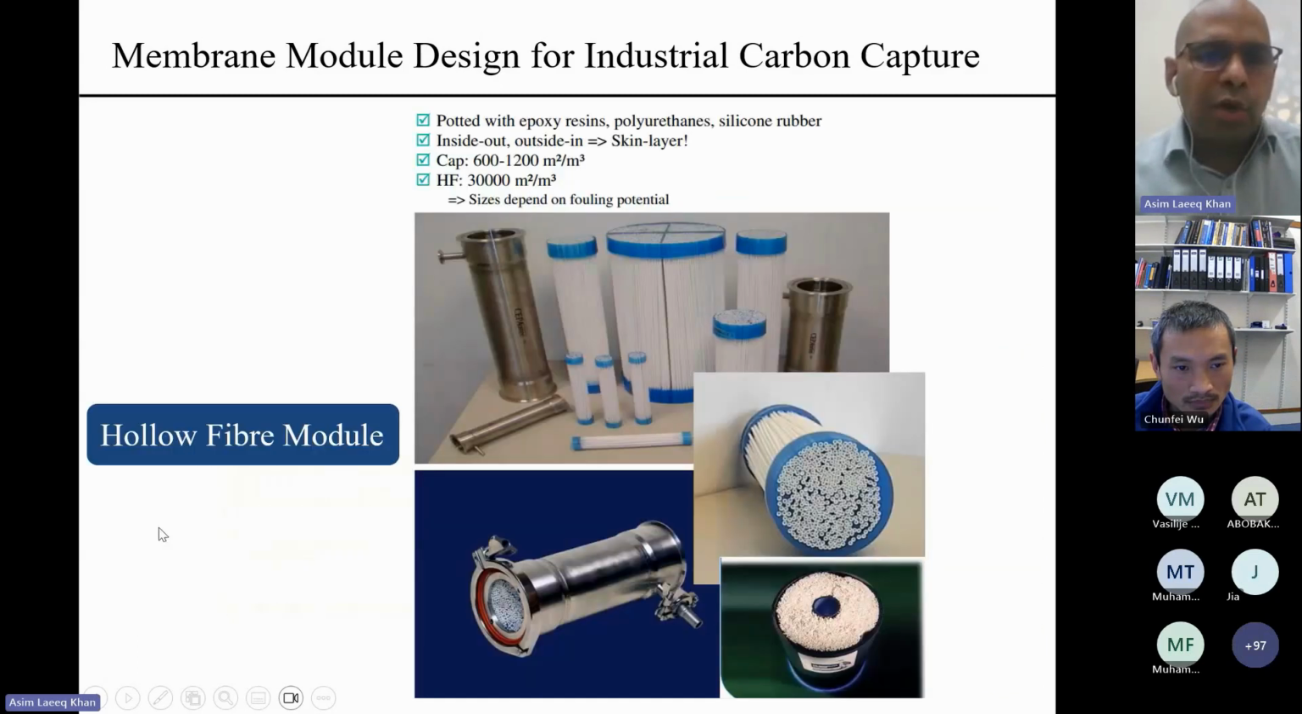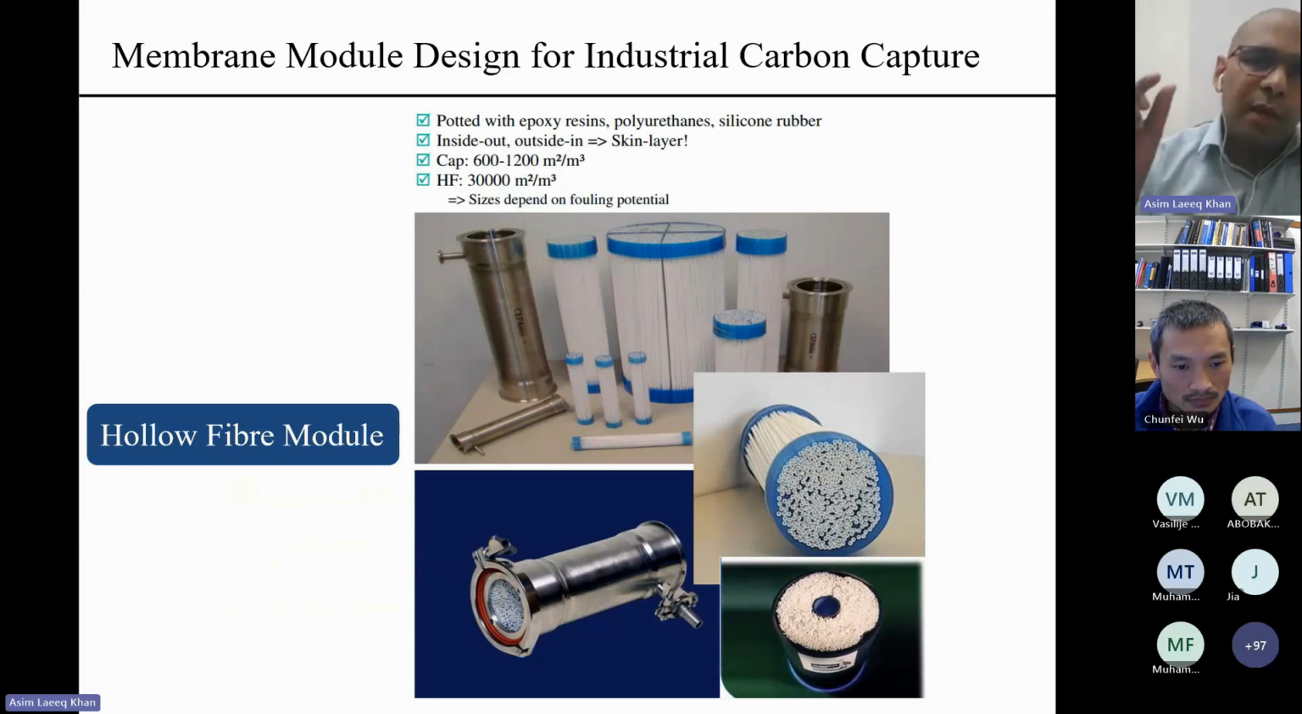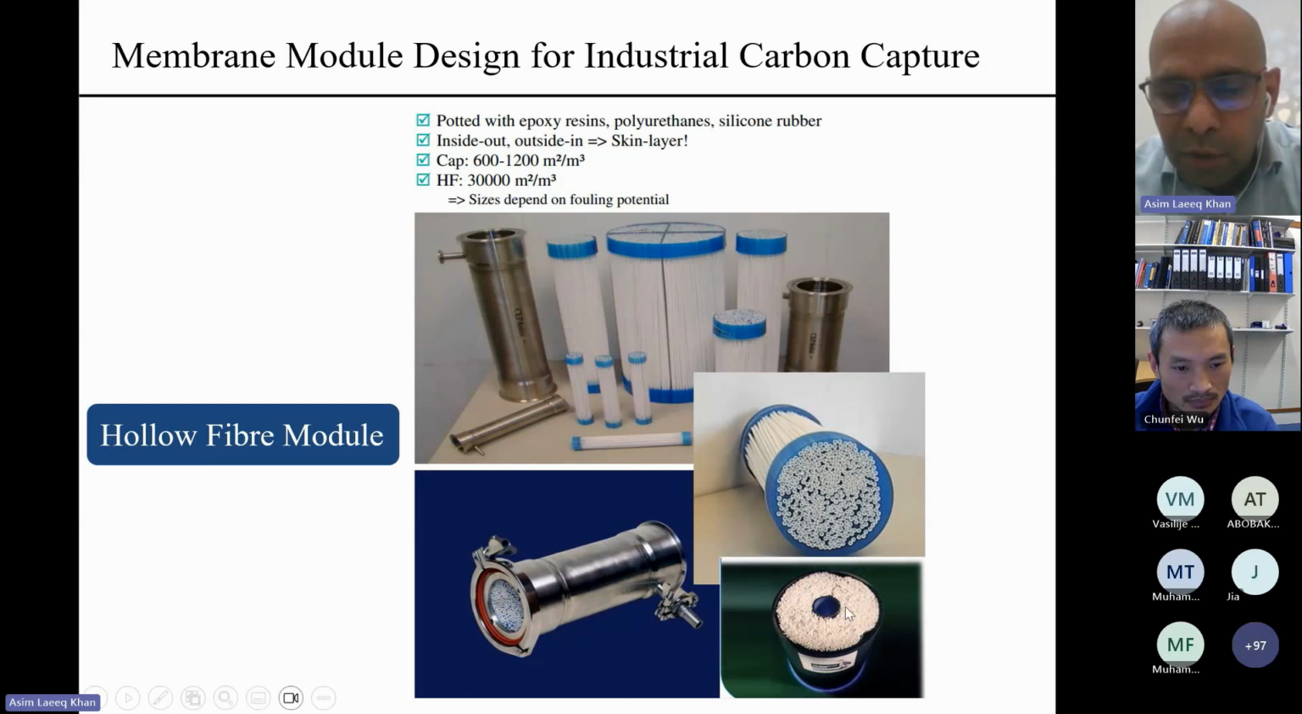The other type of membrane module is the hollow fiber membrane module, which is produced by phase inversion. We have a jet through which the polymer solution is sprayed. It goes into the non-solvent bath where it solidifies, and as a result these hollow fibers are produced, which are hollow from inside. The configuration can be that we send the feed from outside in, or it can also be sent through the hollow part of the fiber, and then it permeates outside.